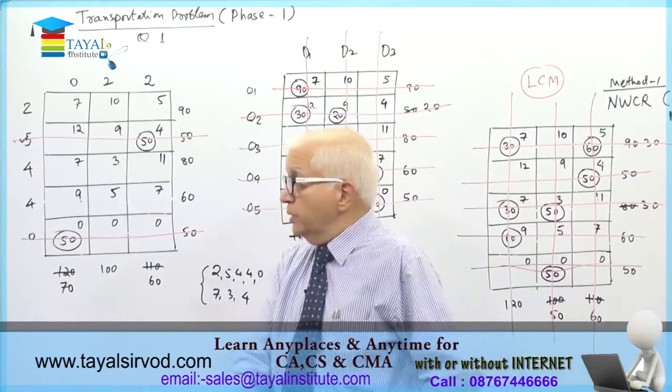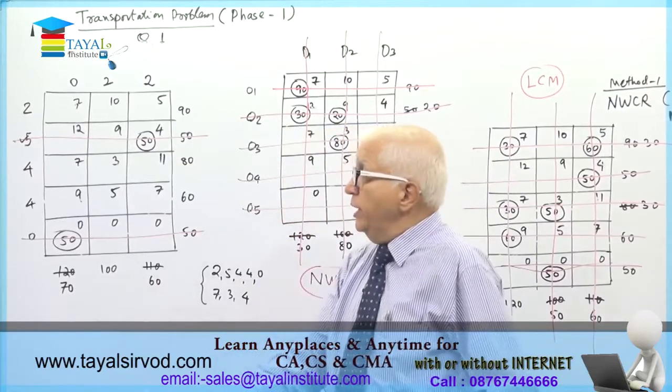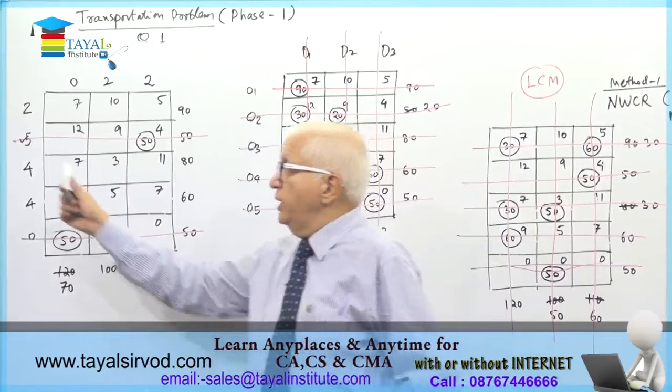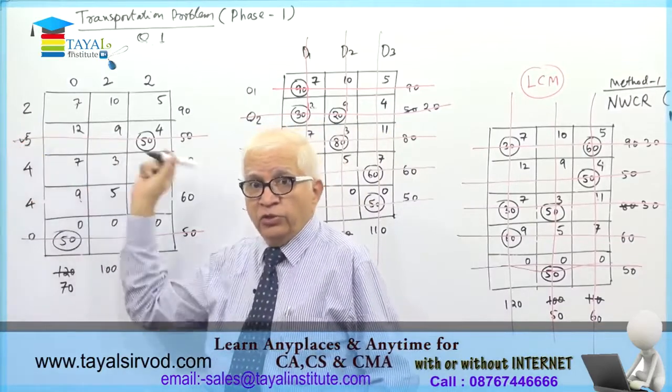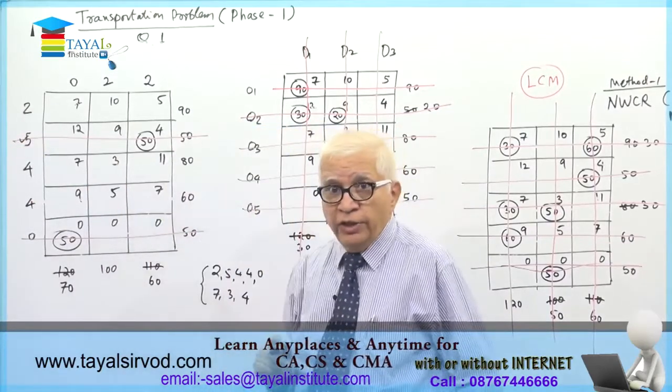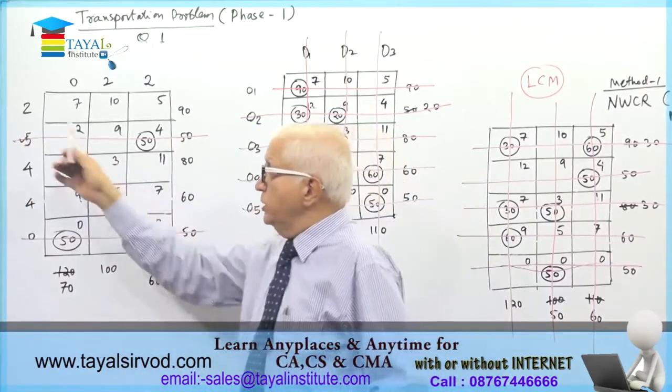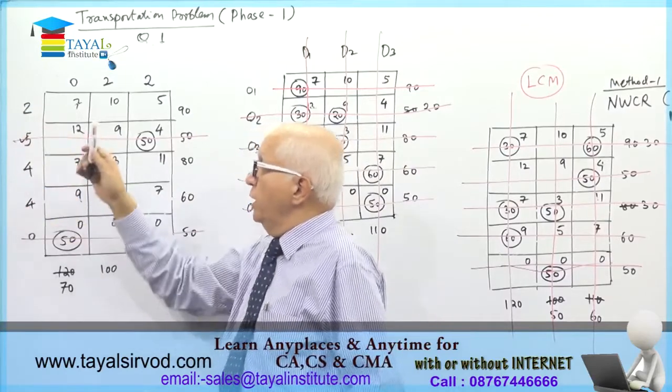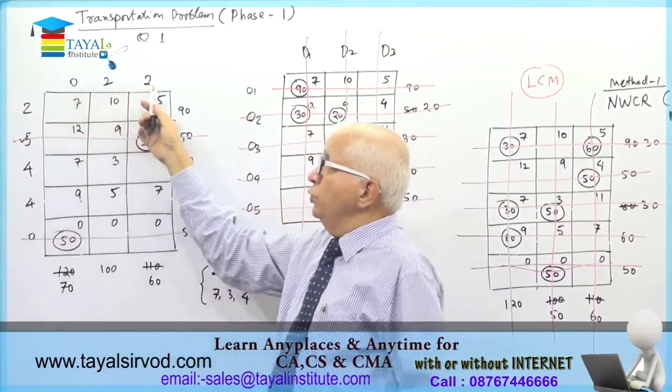What are the row penalties? No change in the row penalties. They remain 2, 4 and 4. This penalty has been taken care of. So this row has gone. So there is no question of calculating the penalty for row number 2. What are the row penalties? 2, 4, 4 and column penalties are 0, 2, 2.